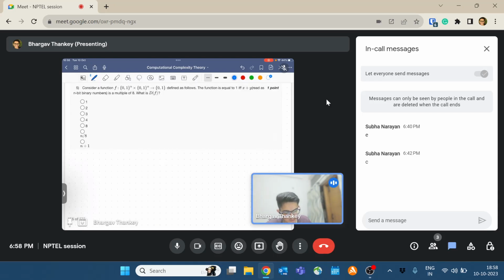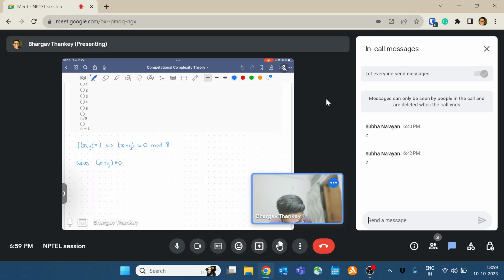Okay, so let's work this out. So f of x, y is equal to 1 if and only if, but we know this, that x plus y is equal to 0 mod 8 is equivalent to, yeah, so here we can just place this.